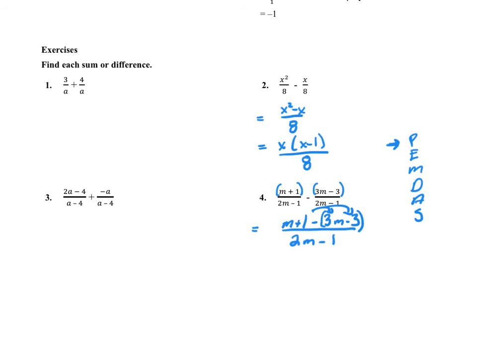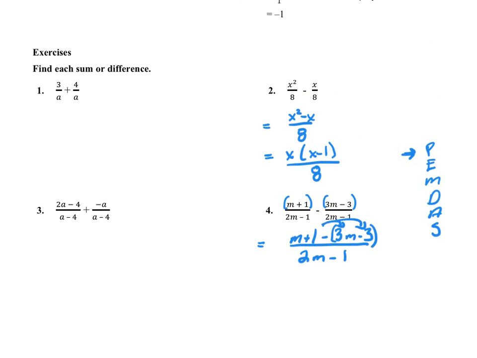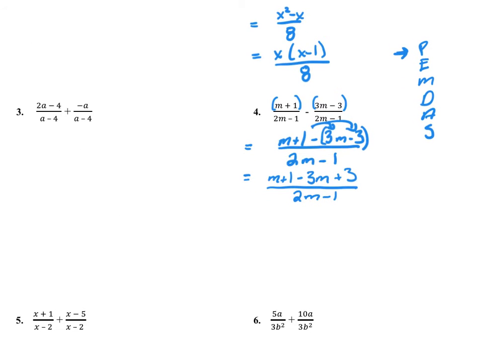Okay, so really, let's go ahead and do the subtraction there. I'm going to run out of space here, I'll just move it up in a second. So m plus 1 minus 3m, and now I do the distribution, plus 3, all over 2m minus 1. And now I'm going to collect my like terms in the numerator. So I've got 1m here minus 3m gives me minus 2m. And I've got plus 1 here plus 3 there gives me plus 4, all over 2m minus 1.